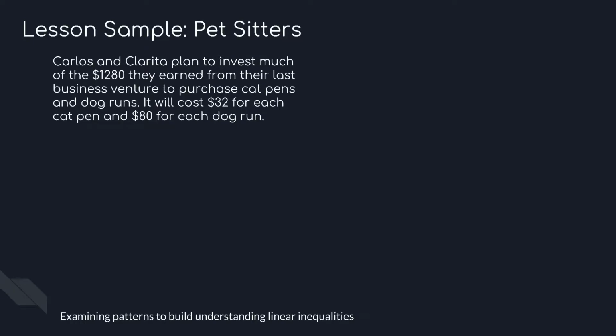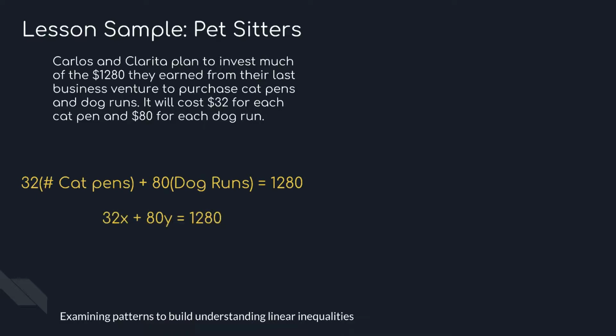We have the same scenario that we just presented. The first thing we're going to do is present this as a linear equation. We know that 32 times the number of cat pens and 80 times the number of dog runs should equal $1,280 exactly, or 32x plus 80y equals 1,280. Even though this topic focuses on linear inequalities, we're going to start with the linear equation, because this way we can start by determining values that fit the constraint exactly.